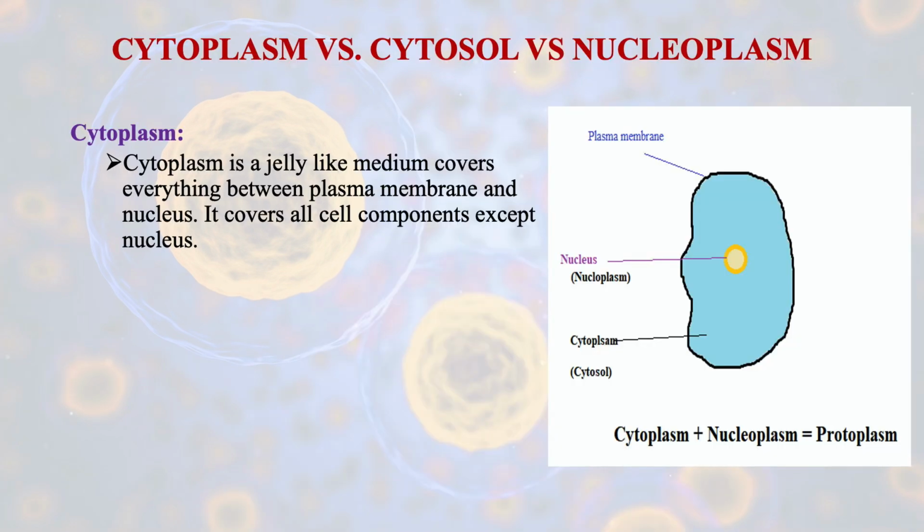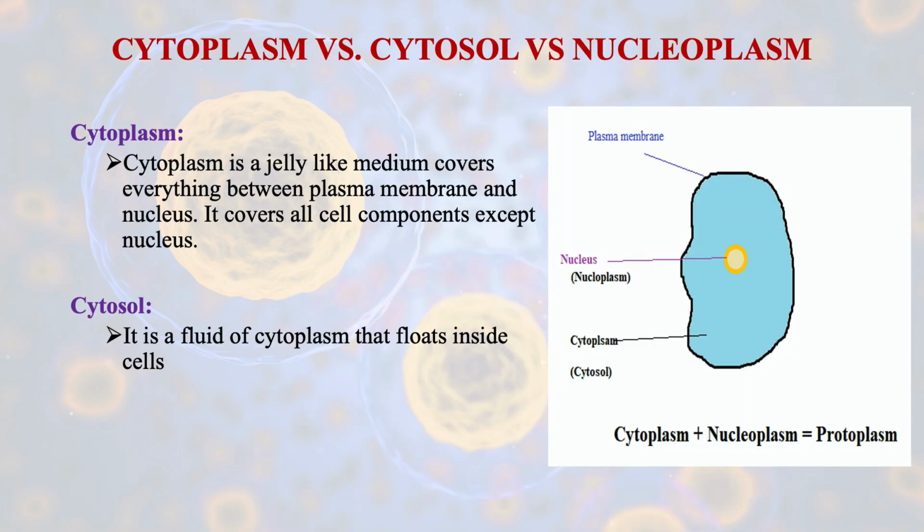Now come to what is the cytoplasm, cytosol, and nucleoplasm? All cells have the cytoplasm. Cytoplasm is a jelly-like medium that covers everything between the plasma membrane and the nucleus. It means it covers all components except the nucleus. So the region from the cell membrane to the nuclear membrane is called the cytoplasm. It is an intracellular fluid of the cell.